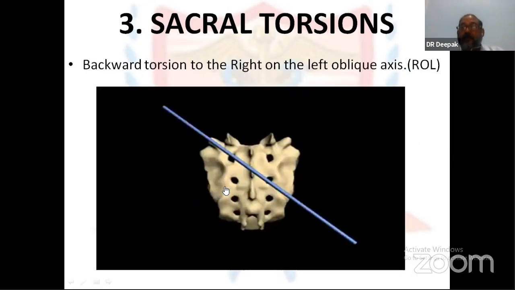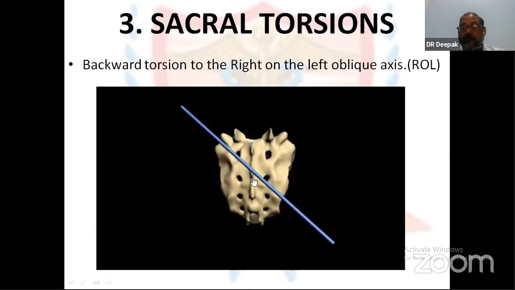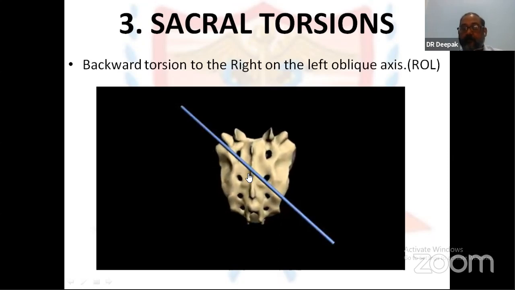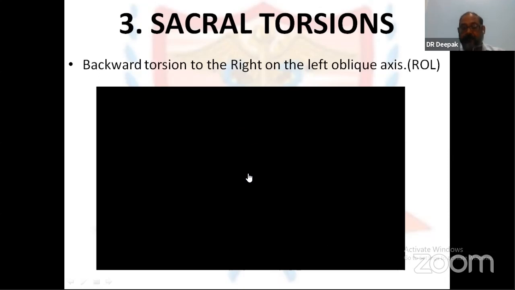Then the next dysfunction is sacral backward torsion. The backward torsion to the right on the left oblique axis. In the previous one, on the left oblique axis, the sacrum was moving to the left, and in this, the sacrum is moving to the right on the left oblique axis. Backward torsion. In the previous dysfunction, the sacrum was moving in the forward direction. Look once. This is backward movement, and the previous one was forward movement on the left oblique axis.